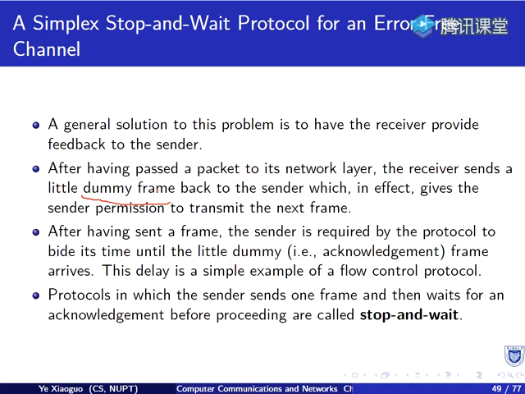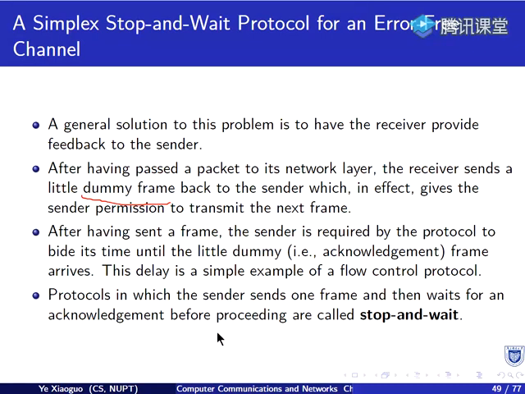After having sent a frame, the sender is required by the protocol to bide its time until the little dummy frame arrives. This delay is a simple example of a flow control protocol. Protocols in which the sender sends one frame and then waits for an acknowledgement before proceeding are called stop-and-wait.